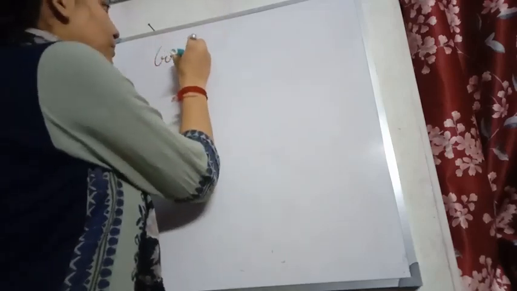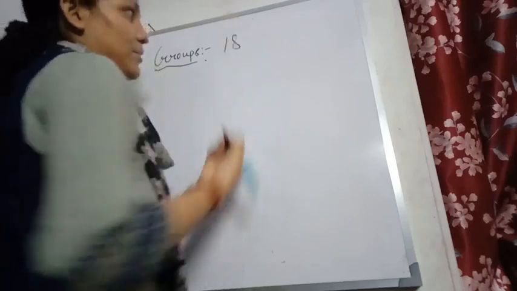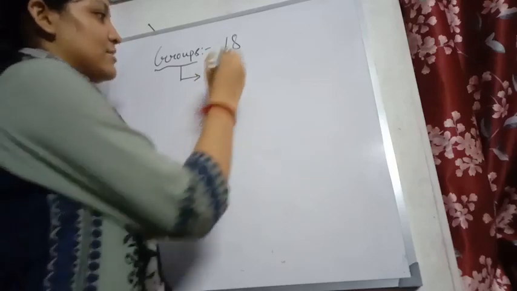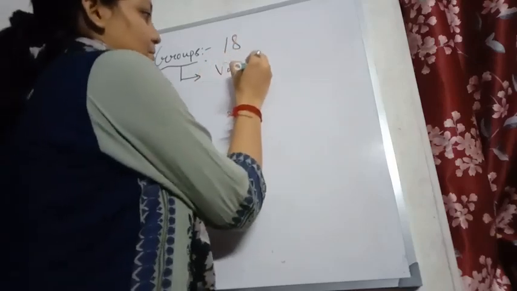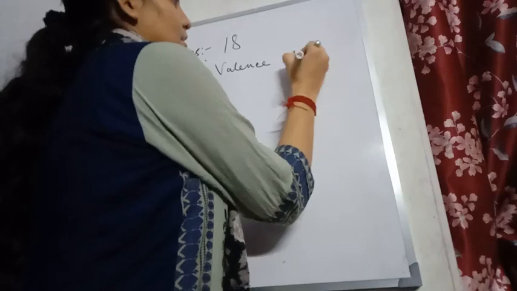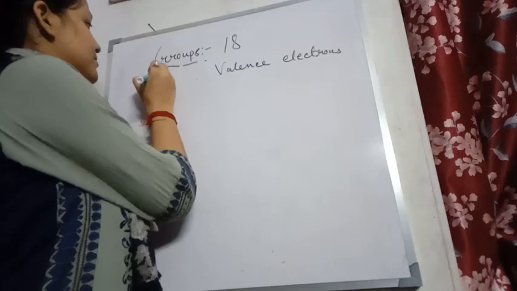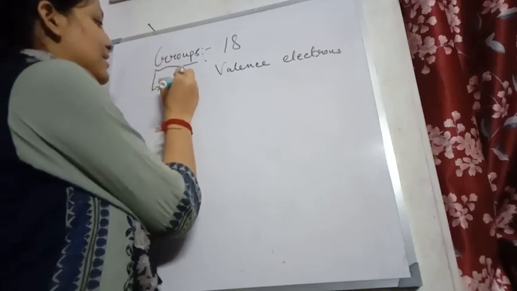I stopped at periods last class. So today I'll be starting with the groups. These are all part of your modern periodic table. Groups are the vertical columns that we already know since class 10. Now how many groups are there? 18 groups are there. And what do the groups represent? Basically, groups represent valence electrons.